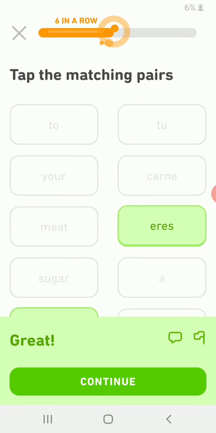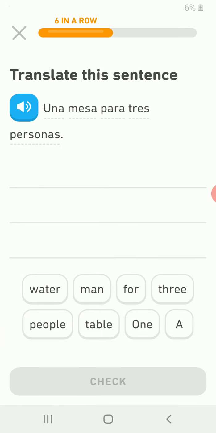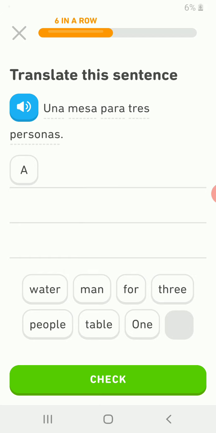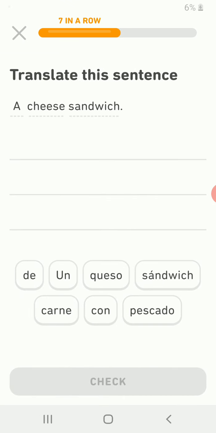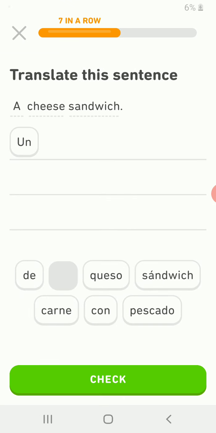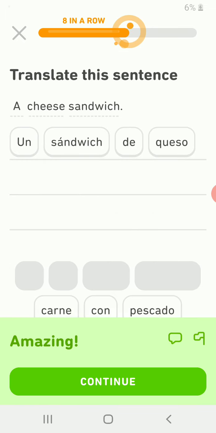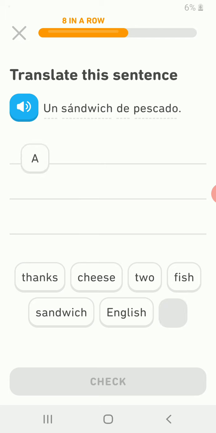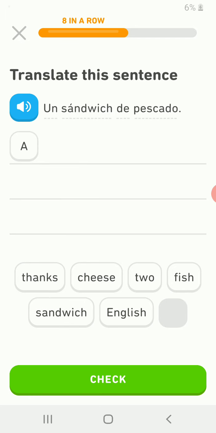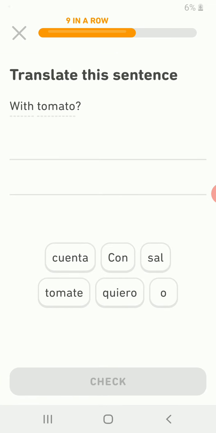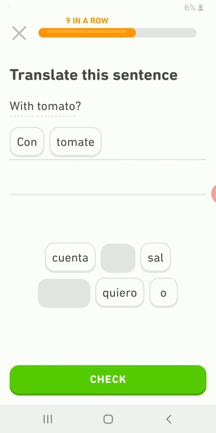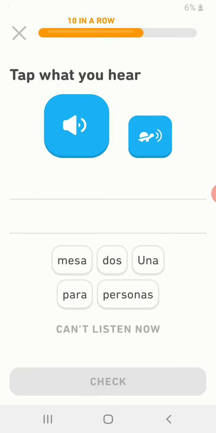Azúcar. Una mesa para 3 personas. A table for 3 people. And a cheese sandwich. Un sandwich de queso. Queso. Un sándwich de pescado. A fish sandwich. And with a tomato. With tomato. Con tomate. Una mesa para 2 personas.